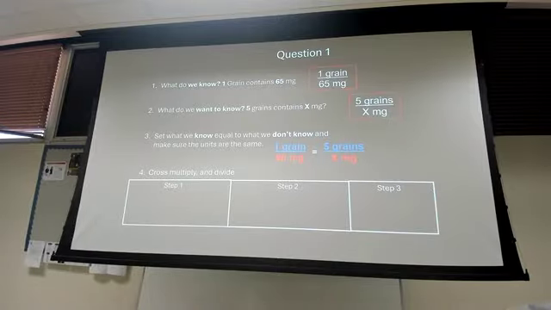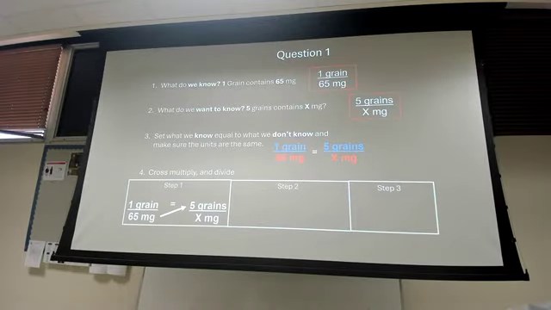When you're doing this, you want to always make sure that whatever you're trying to find, the units are on the same area. So grain is on top. If you're putting it there, it will equal grain, which is also on top. So making sure the units are in the same places.